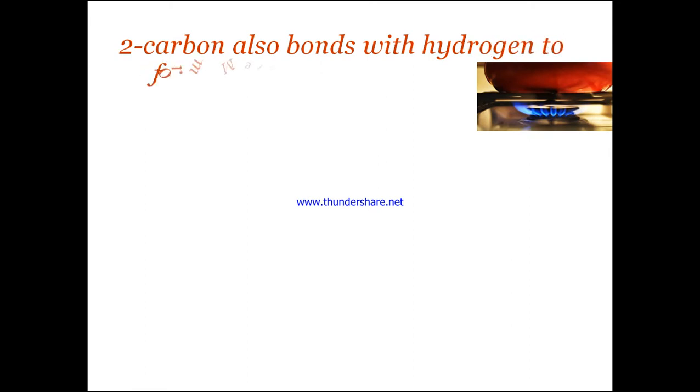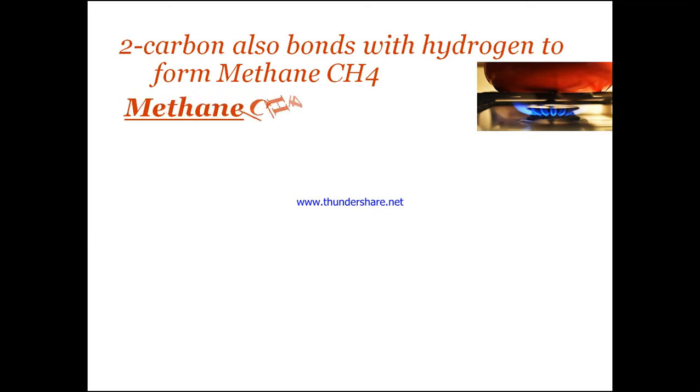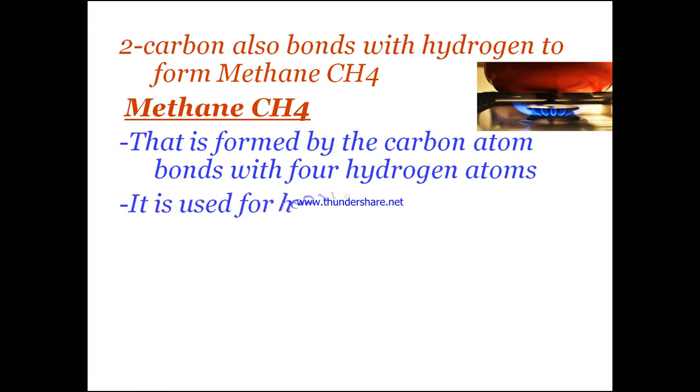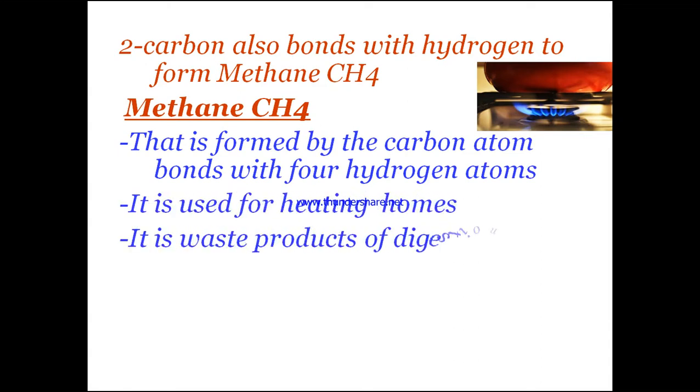Carbon also bonds with hydrogen to form methane gas. So when it's combined with oxygen, it forms carbon monoxide or carbon dioxide. But when it's combined with hydrogen, it forms methane gas. And the chemical formula of methane is CH4, so it consists of one carbon atom and four hydrogen atoms. That is formed by the carbon atom bonding with the four hydrogen atoms.